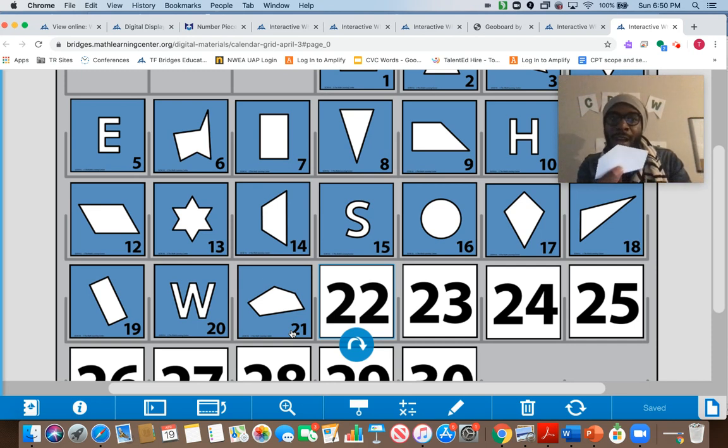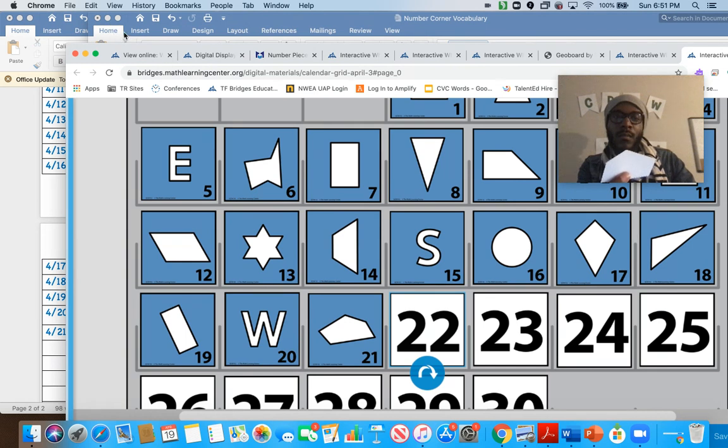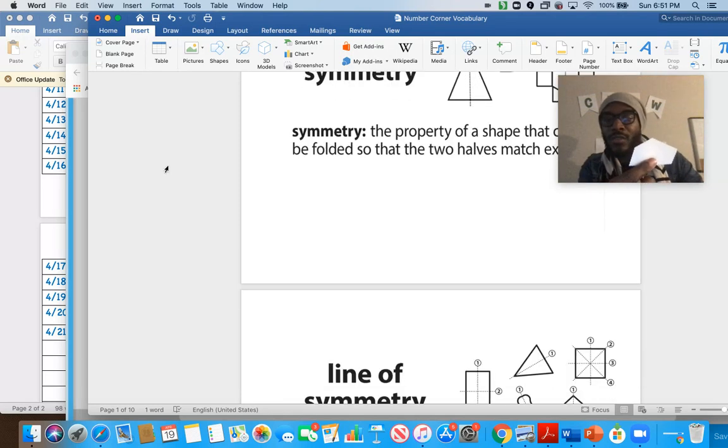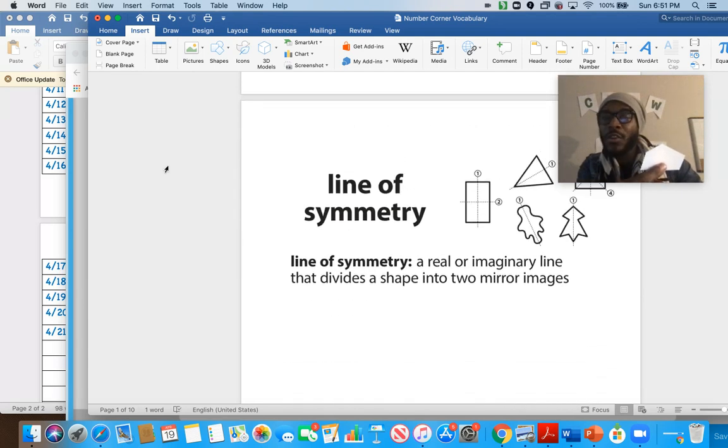We're going to figure out if this shape is symmetrical or asymmetrical, so we're going to quickly review what symmetry is. Symmetry is the property of a shape that can be folded so the two halves match exactly. We do that by folding it, because that's how we can tell if the shape is symmetrical or not. We use the imaginary line called the line of symmetry, which divides a shape into two identical or mirrored images. So we're going to try that.